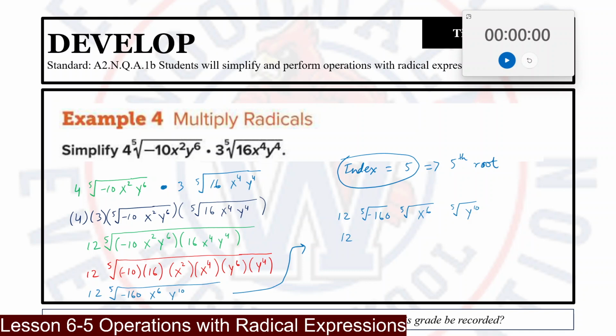So what's the list of perfect fifths? Let's see. 1 times 1 times 1 times 1 times 1 is 1. 2 times 2 times 2 times 2 times 2 is what? 2 times 2 is 4, 4 times 2 is 8, 8 times 2 is 16, 16 times 2 is 32. 3 times 3 times 3 times 3 times 3. 3 times 3 is 9, 9 times 3 is 27. 27 times 3, I don't know what that is, so let's get a calculator.